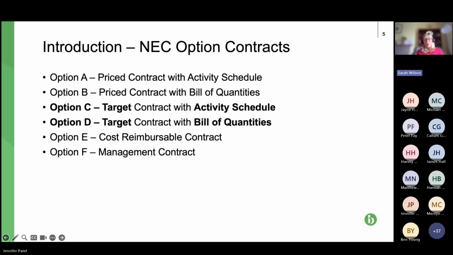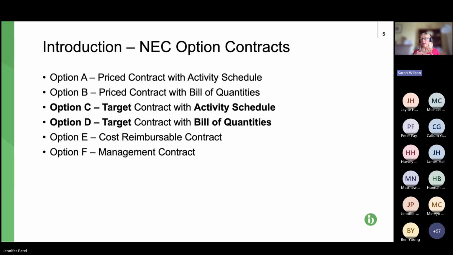But option C is a target contract with an activity schedule. So basically the target cost is the activity schedule. It's similar to the fixed price in option A, where we also have the activity schedule. So that's the target cost.